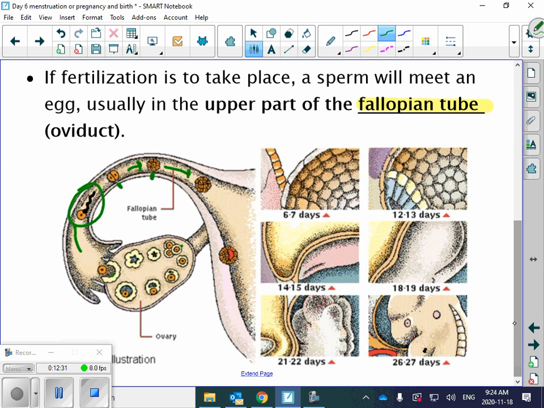Okay? So what we see in these pictures is that ball of cells at 6 to 7 days, 12 to 13 days. The cells are starting to differentiate and become different parts of the body. At 14 or 15 days, 18 or 19 days, 21, 22 days, it looks kind of like a blob. But at 26 to 27 days, we can see an eye developing. We can see the vertebrae, or the spinal column, developing. Okay?